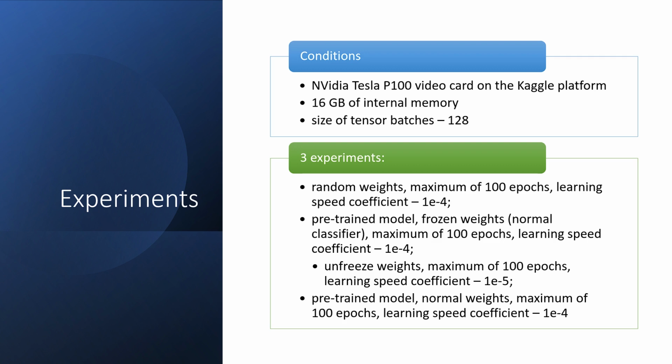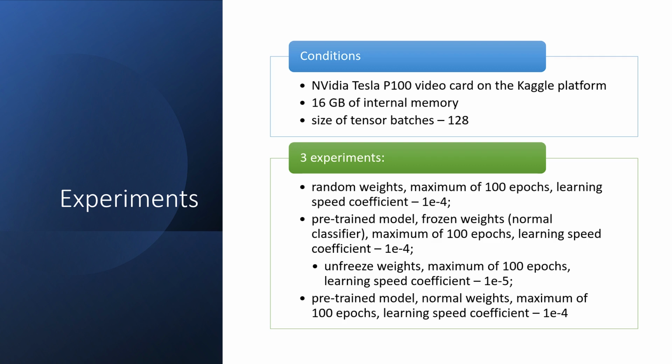We have used a Kaggle GPU as free and powerful computing power. This GPU has a memory of 16 gigabytes. This was the main restriction for processing only 128 images at once. The basic training procedure of each CNN was divided into 3 experiments, each containing a limitation of 100 epochs and a learning rate of 1e-4.